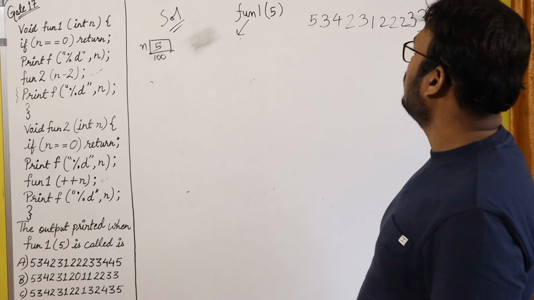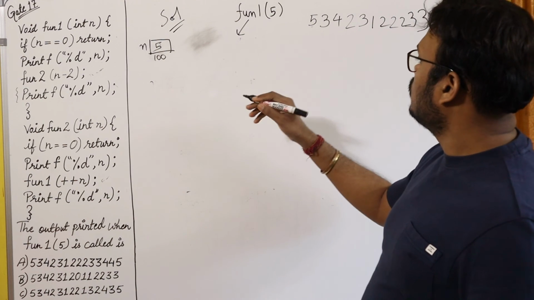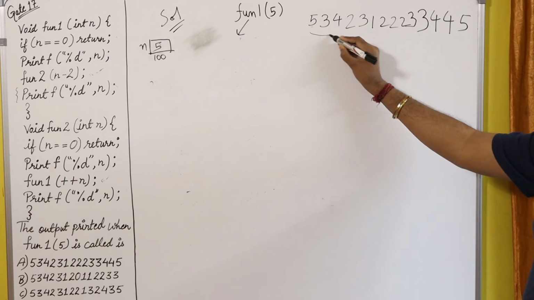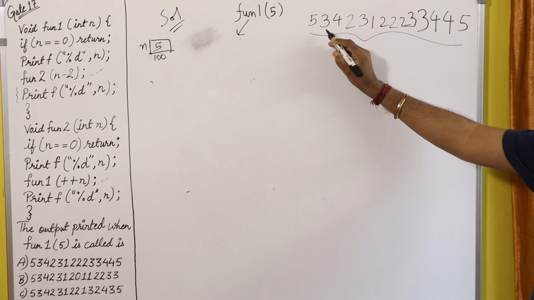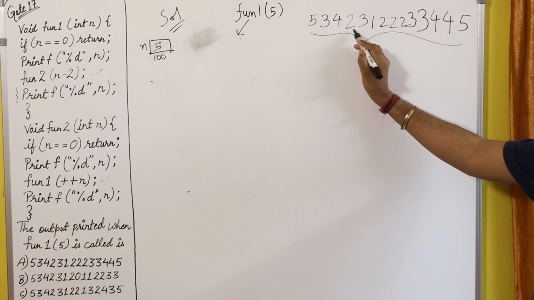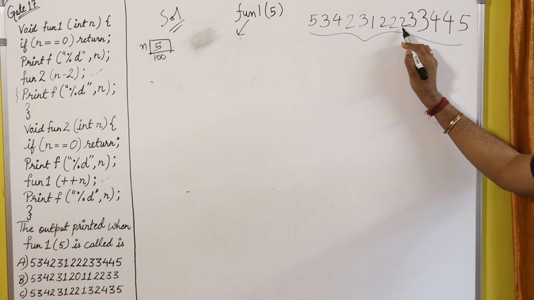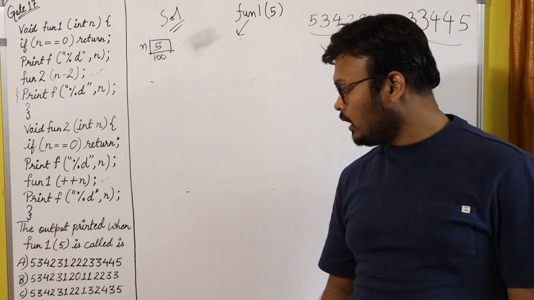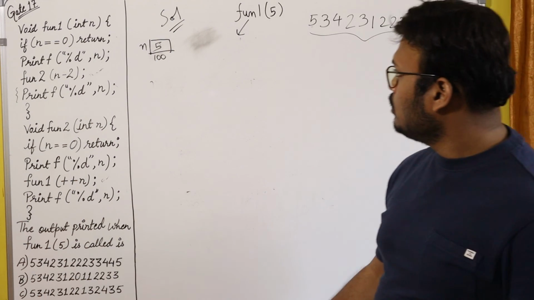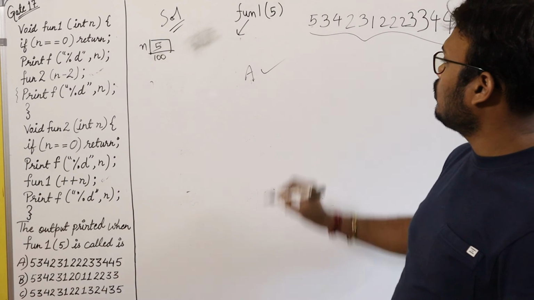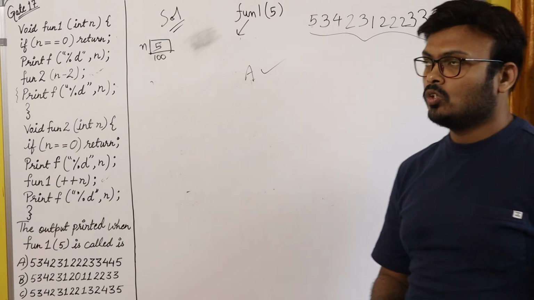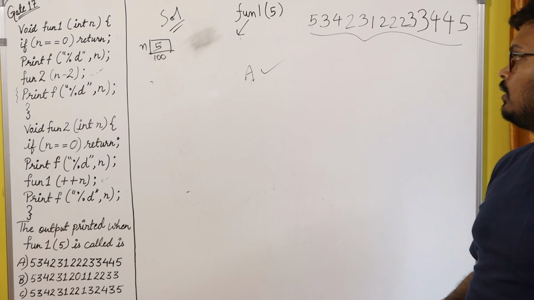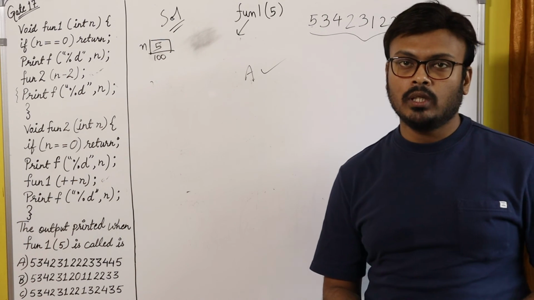So after execution of this fun1, this is the output. You can see here 5, 3, 4, 2, 3, 1, 2, 2, 2, 3, 4, 4, 5. So which option is getting matched? Option A. So option A is the correct option. Fine. So I hope you understood it properly. Okay, so let's move to the next question.